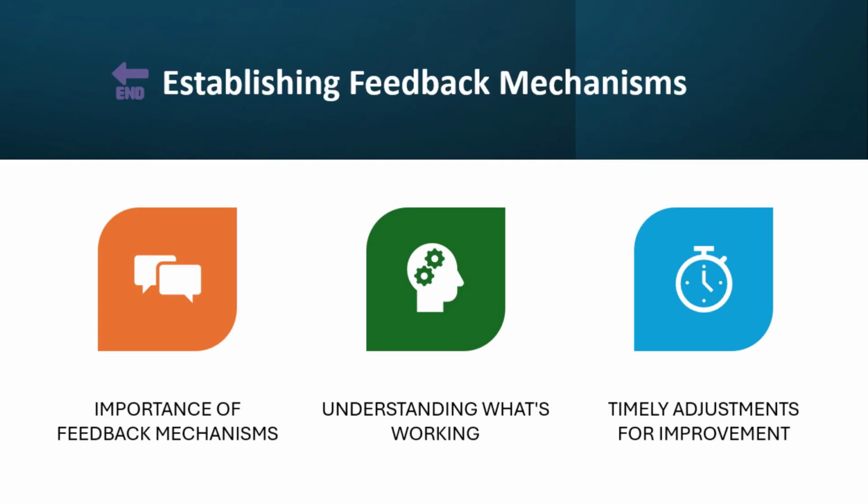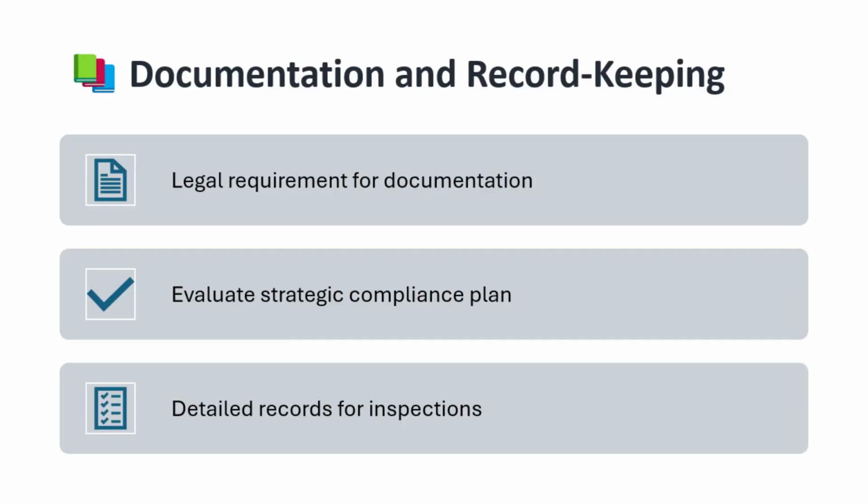Establishing feedback mechanisms. Feedback mechanisms are essential for continuous improvement. They help in understanding what's working and what isn't, allowing for timely adjustments to the plan. Example: creating a survey for workers and employers to fill out after each workshop or inspection to gather feedback on the process.